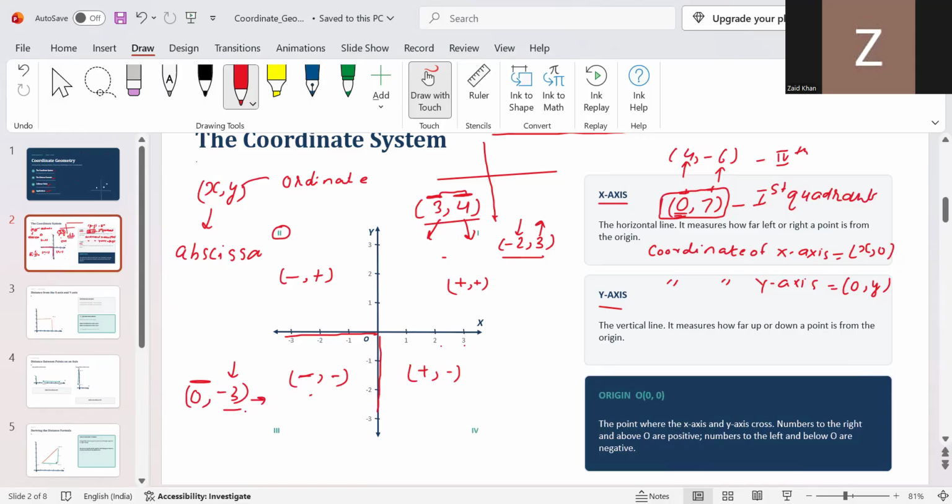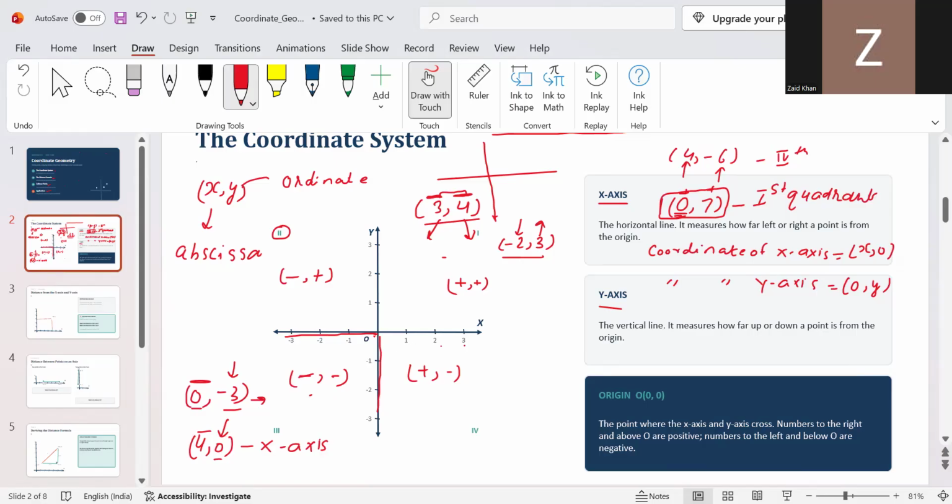That's it. Okay. What about (4, 0)? Sir, this is very easy. The y coordinate is 0, so it will be on x-axis. So now hopefully you will not get confused. Which point will lie on either a quadrant or an axis? How would you remember? It will be on the axis if one of x or y is 0.